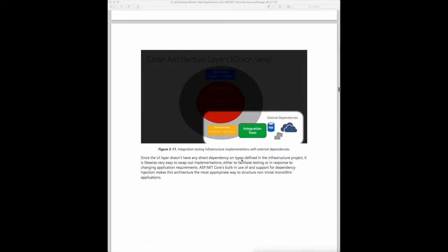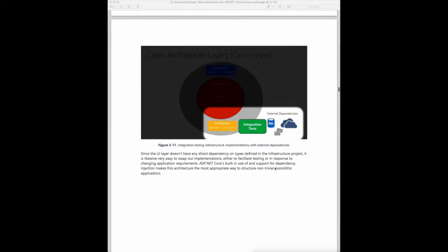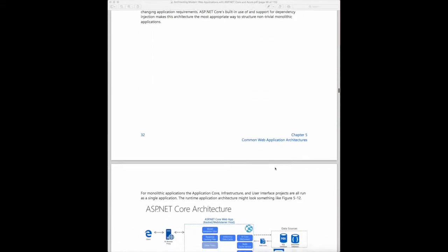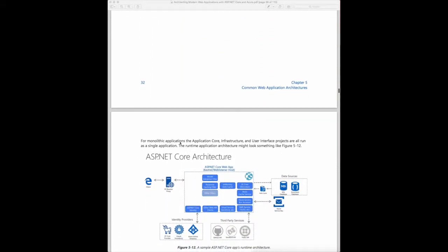Integration tests should be written against infrastructure. The UI should not have any direct dependency on types defined in the infrastructure project. It should be coding against the interfaces.